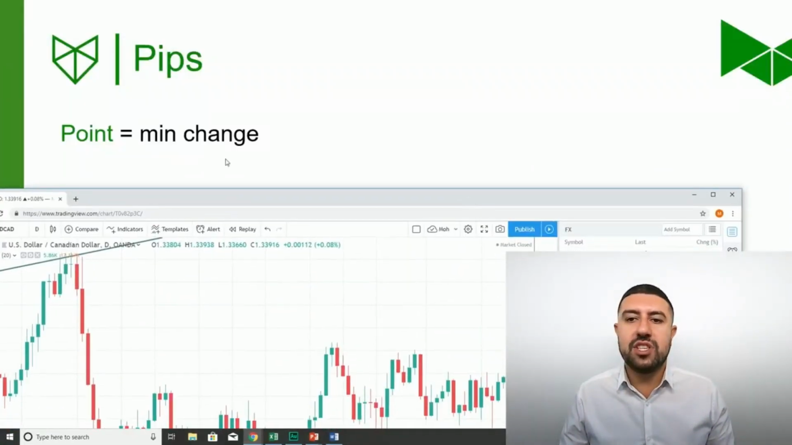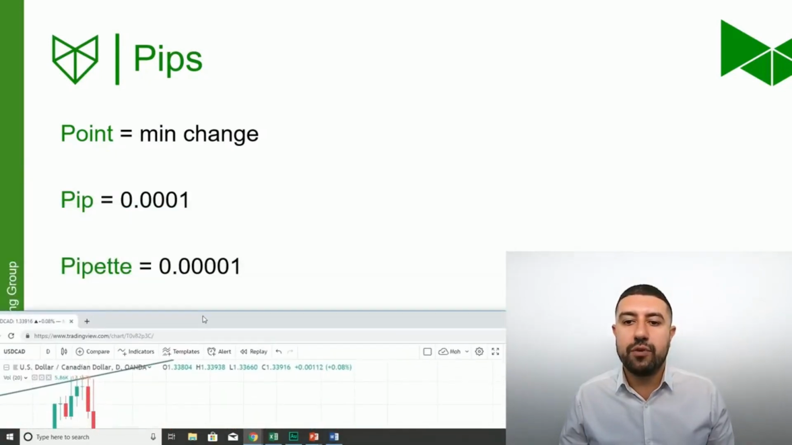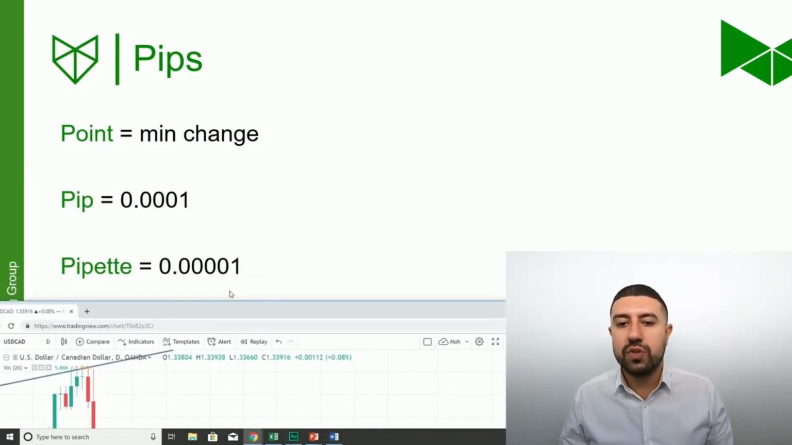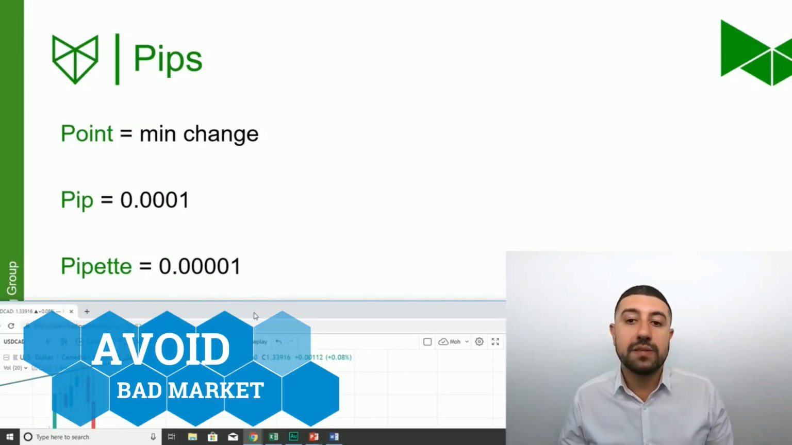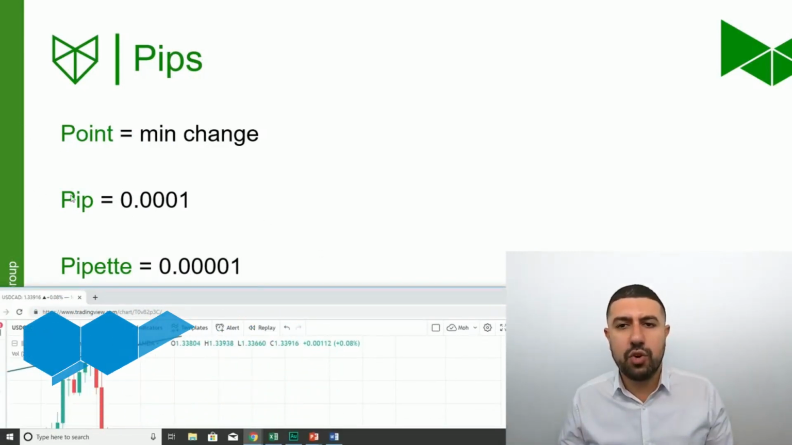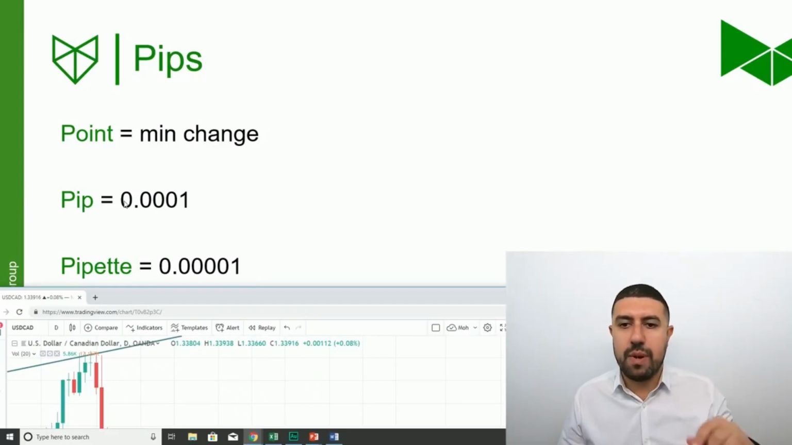And then a point is just the minimum change. So for different currencies, most of them now are going to be in pipettes, so the minimum change is going to be in pipettes, but we call that a point. But the one that you really want to remember is pip.